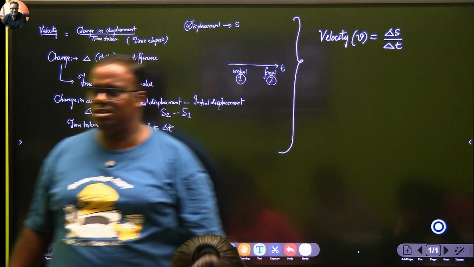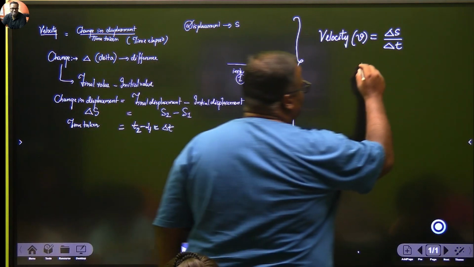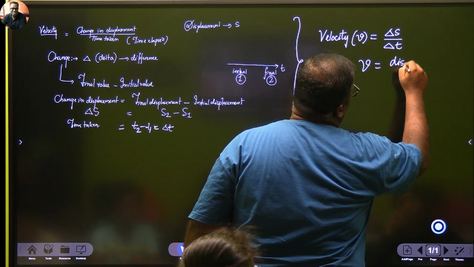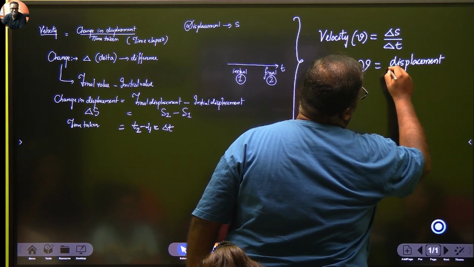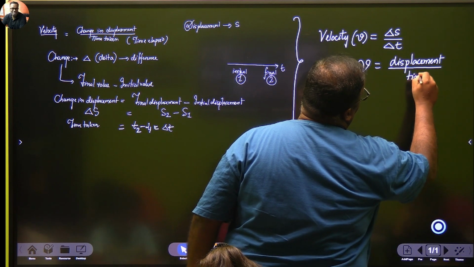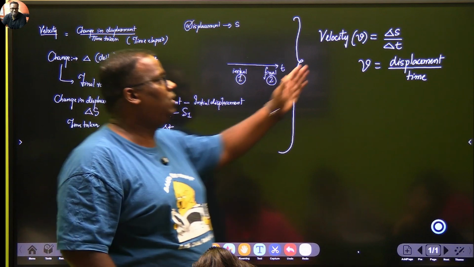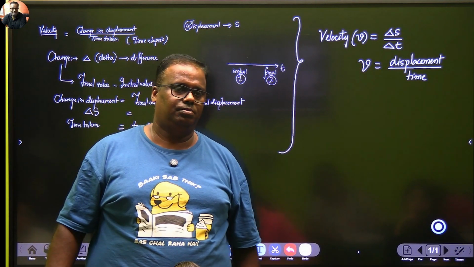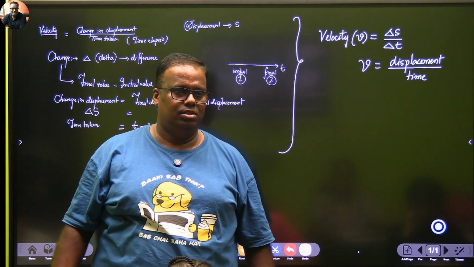What is delta S? Change in displacement. And if you want to understand velocity in a kiddo grade 9 language, then your book will also write it like this: displacement over time. Have you understood? But the perfect way to understand velocity is change in displacement over time elapsed.